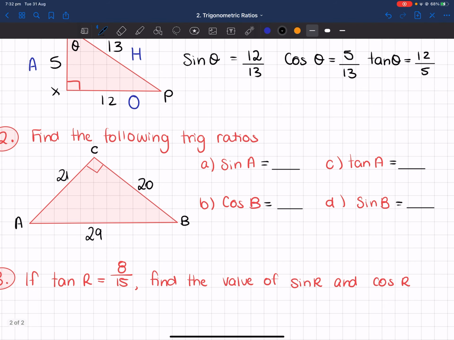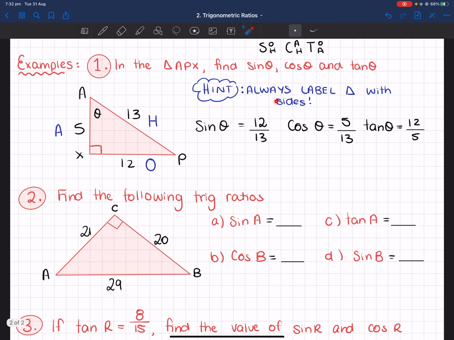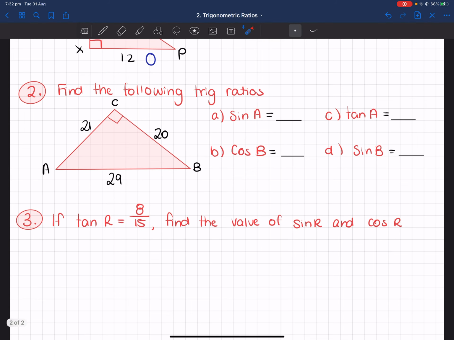All right, question 2. Find the following trig ratios. Always label your triangle with the sides, so that's nice and easy to do. However, notice here we want to find the ratios for sine of A and tan of A, but then we go to sine of B and cos of B. When it's talking about A and B, this is our triangle ABC. This angle down here makes angle A. This angle down here makes angle B. I might put that in for you so you don't get confused. So this is angle A.